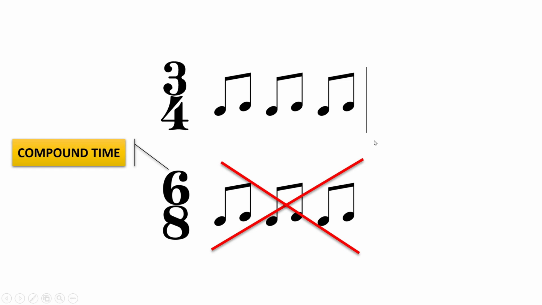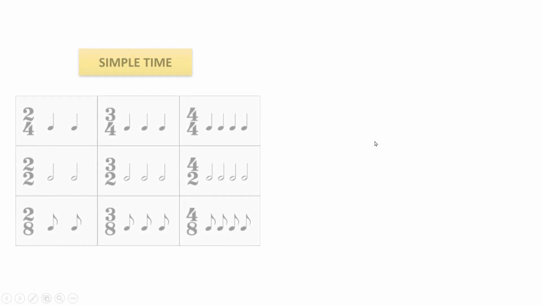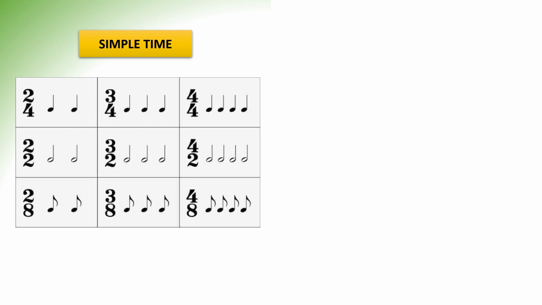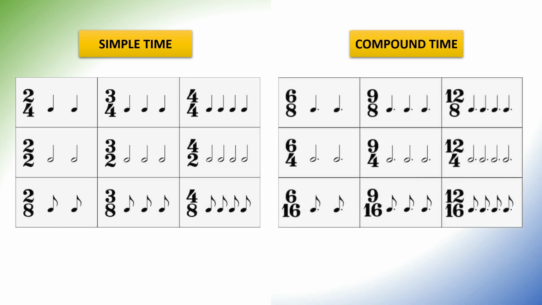First, we need to understand a couple of facts. When we have 2, 3 or 4 as the top number, we will be talking about simple time. If you have 6, 9 or 12 as the upper number, we'll call this compound time. The simple time is the easiest. If we have a 3/4, we write 3 crotchets on each bar and that's the end of the question. But in compound time, we need to go a bit further.